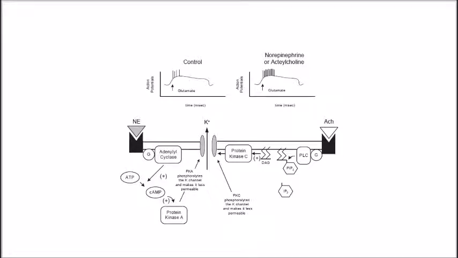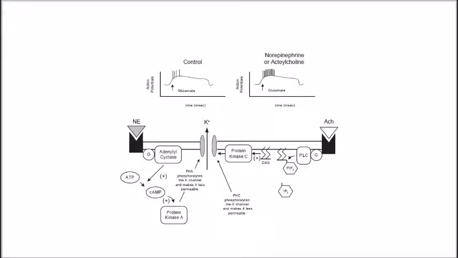You can see that norepinephrine binds to its receptor. It activates adenylyl cyclase. ATP is converted to cAMP. cAMP activates protein kinase A, and in addition to potentially going to the nucleus and affecting gene transcription, it can actually phosphorylate one of the voltage-gated channels and make it less permeable. Well, if less potassium leaves the cell at the end of the action potential, then the cell will not hyperpolarize as much and will be ready to fire again.